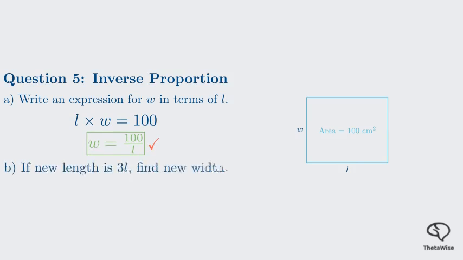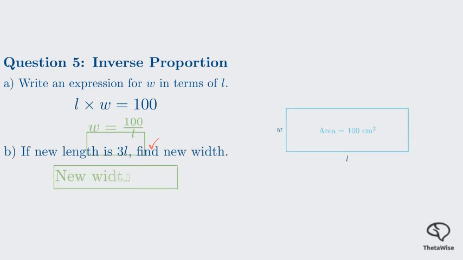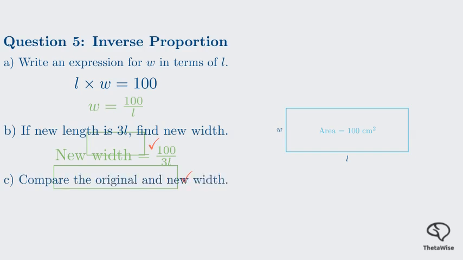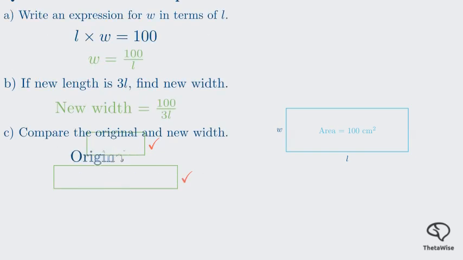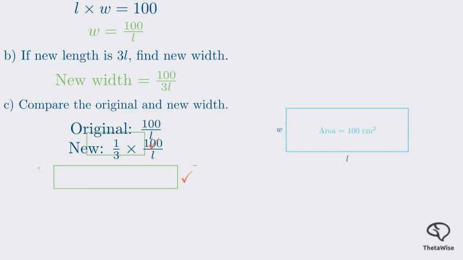Part B. If the new length is 3L, write the new width. We substitute 3L into our formula for the length. Part C. Compare the original width with the new width. Notice the difference. The original width was 100 over L. The new width is that same value divided by 3. The new width is 1/3 of the original width.